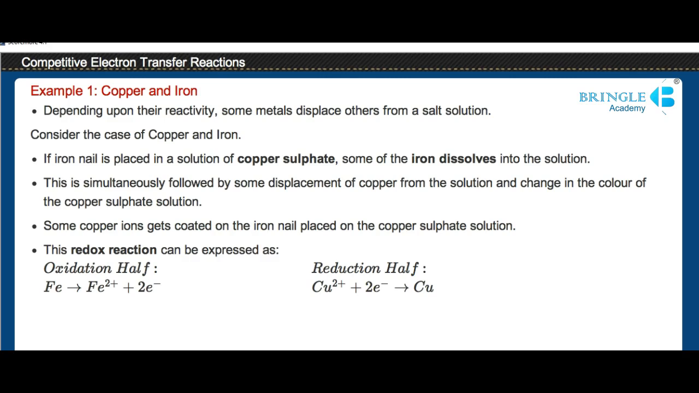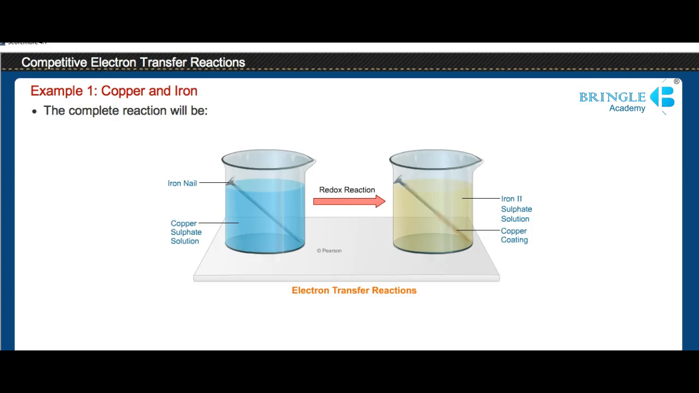One such example is iron and copper sulfate. When a nail made of iron is placed in a copper sulfate solution, iron replaces copper from its solution. The color of the copper sulfate changes from blue to a colorless solution. The copper displaced from its solution coats the iron nail as a brownish solid. Thus, in this reaction, iron has been oxidized to Fe ion and copper has been reduced from Cu ion to copper. The whole redox reaction and a diagrammatic representation is shown.